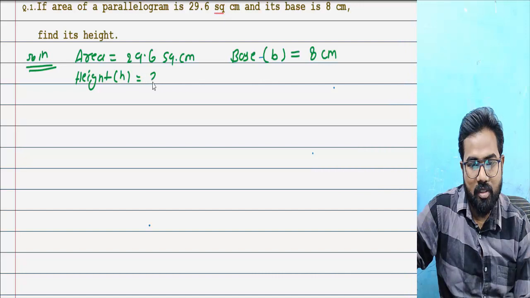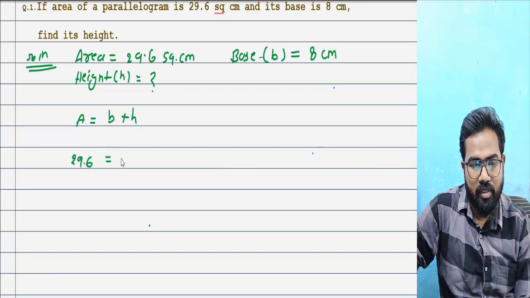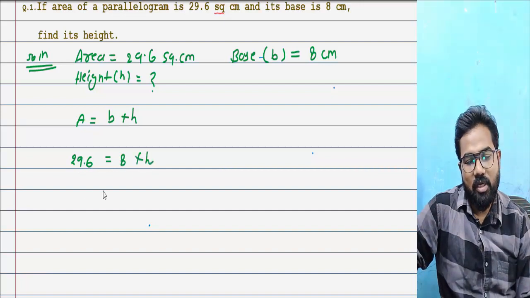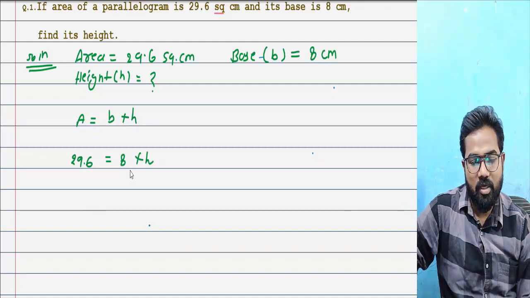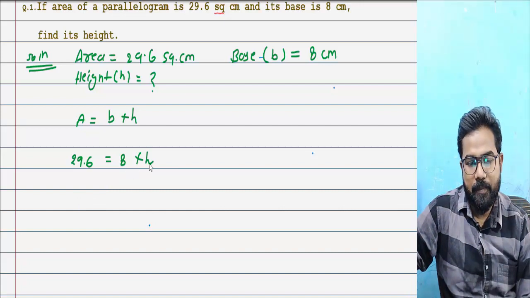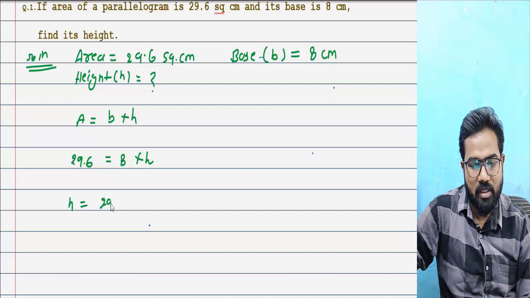Height in terms of, we can write a small letter h, and that we need to find out. So we can write area of parallelogram equals base into height. So area is given as 29.6. So class, what will be the value of h or height? On the right hand side there is 8, and we need to find only h, so we'll take 8 to this side. So h equals 29.6 divided by 8.